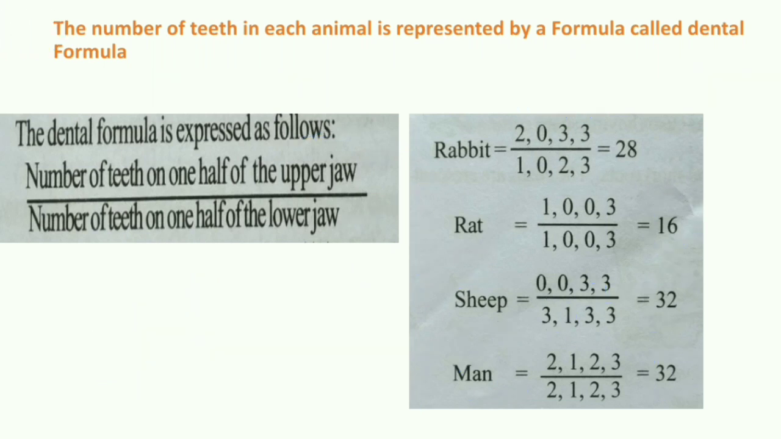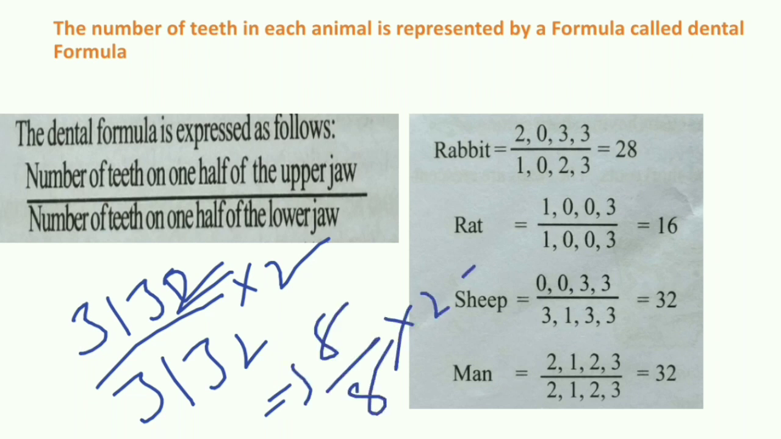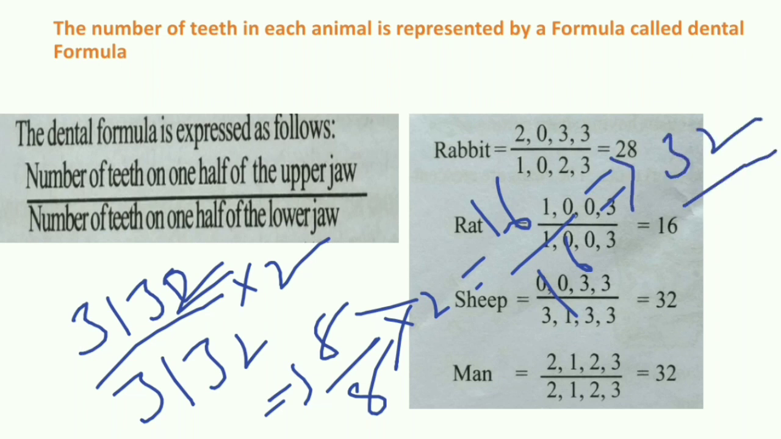How is it possible? 3132 by 3132 into 2. So 8 by 8 into 2: 8 into 2 equals 16, and 16 plus 16 equals 32 teeth in mammals. So this is dentition in mammals.